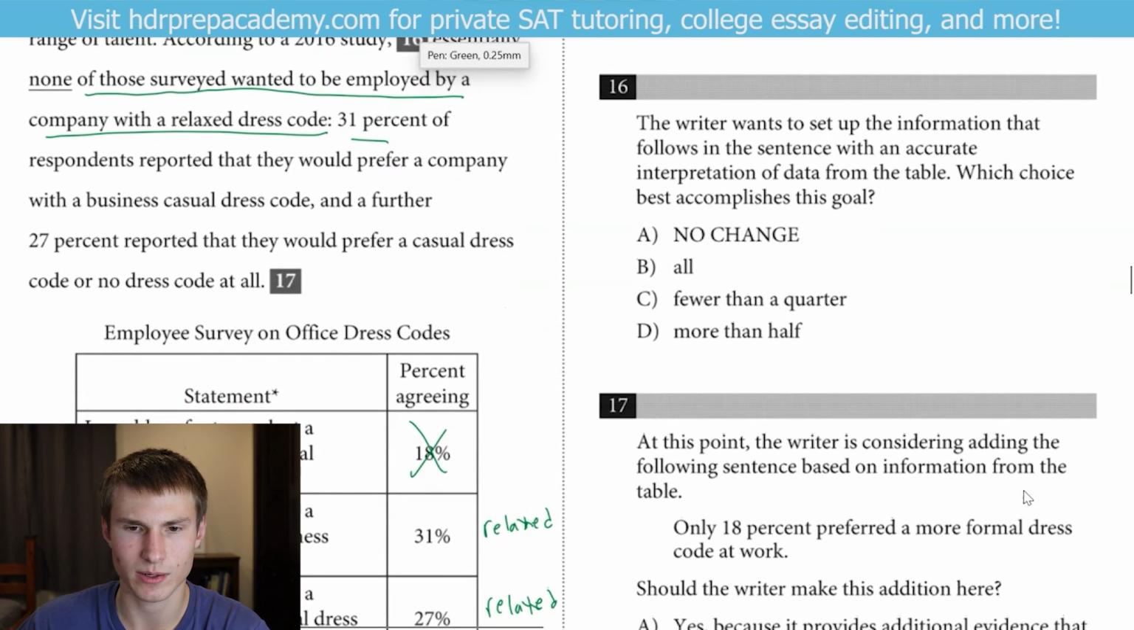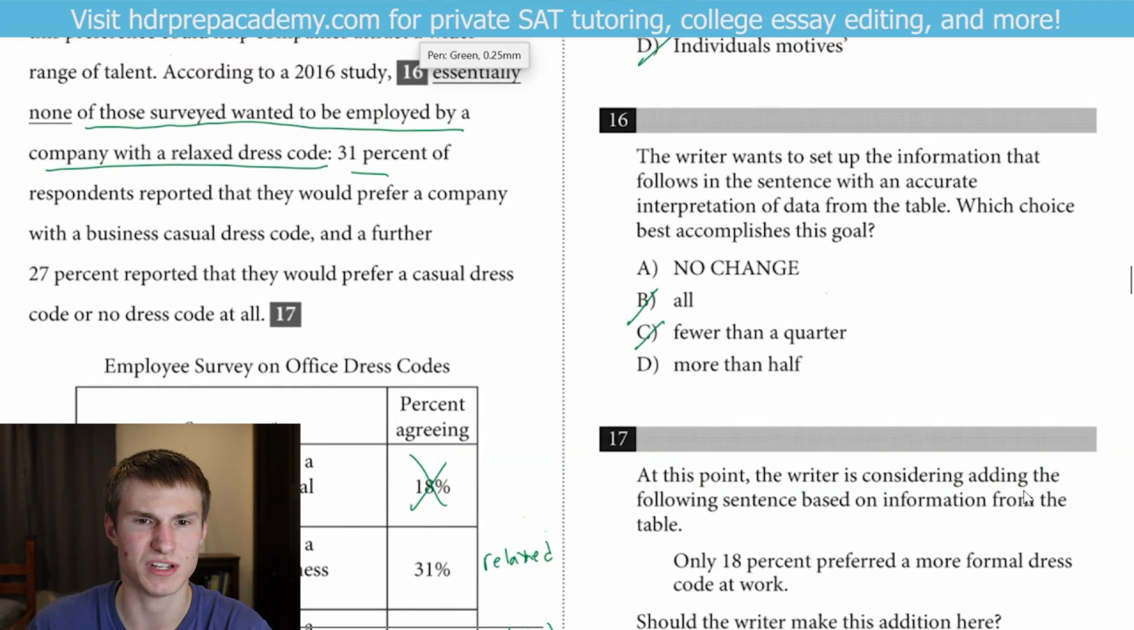Okay, so let's find an answer choice that represents that. It's not going to be all. It's not going to be fewer than a quarter. Option A, no change, would be none. We know it's not none, or not essentially none. So we know it's going to be more than half because it's 58%. Okay, so our answer there would be D.